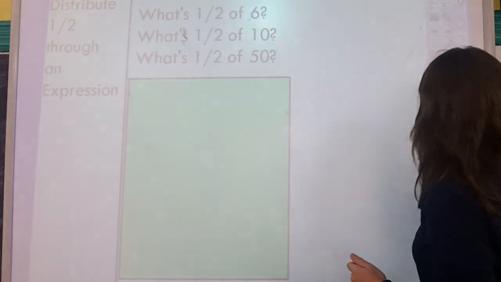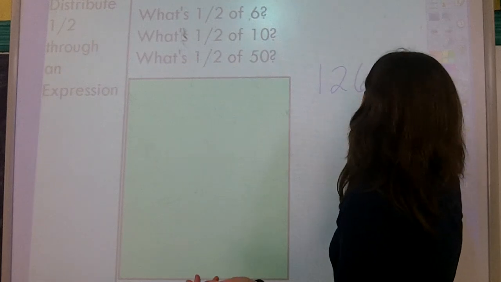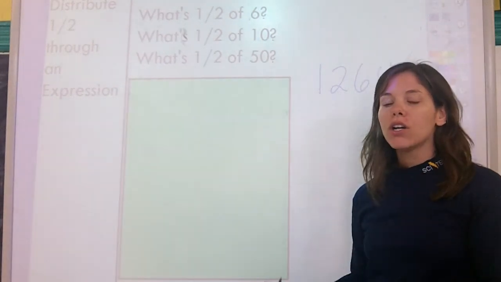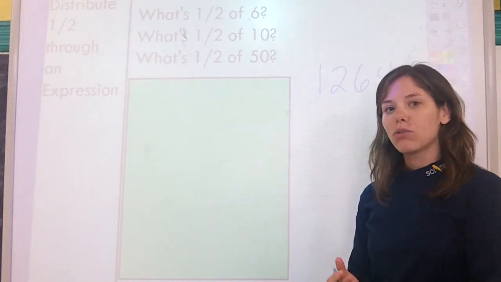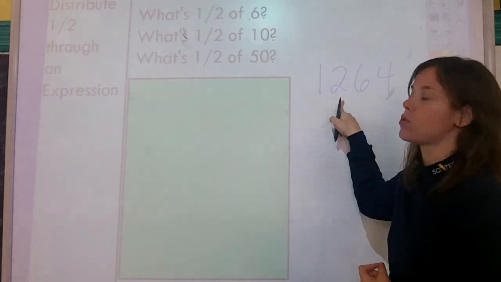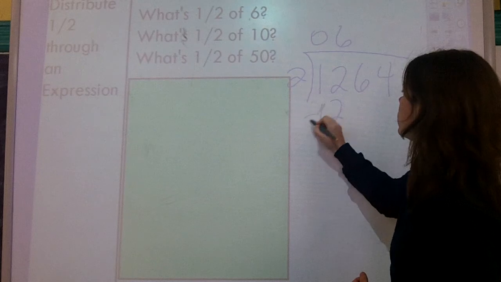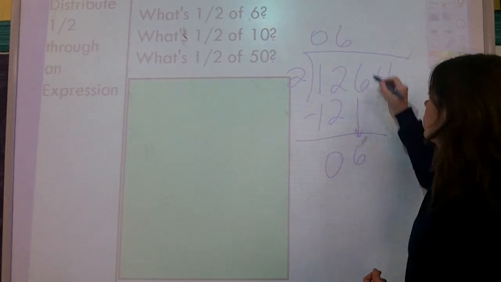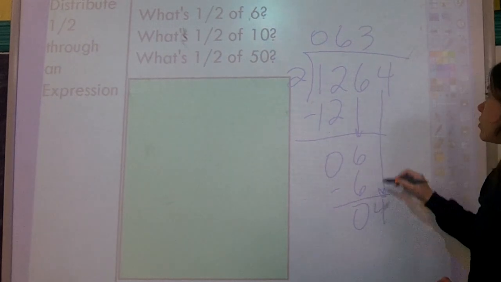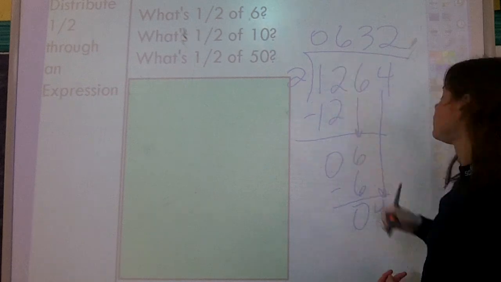So let's say I gave you a huge number. Let's say 1,264. And I said, what's half of that? And you're not sure, you can always divide it by 2 to figure out what half of it is. So if I wanted to know what is half of 1,264, I could divide it by 2. And I can see that half of that is 632.